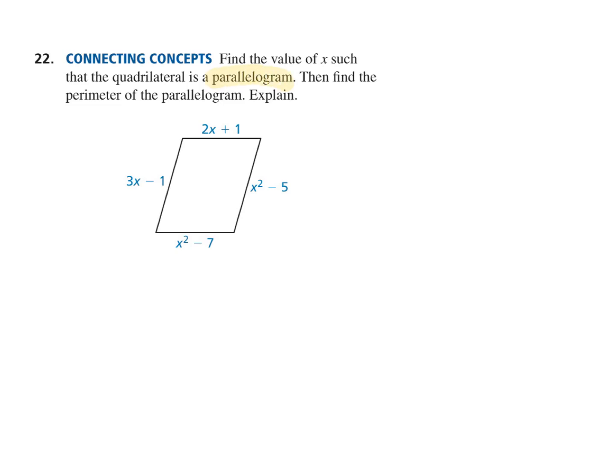All right, if it's a parallelogram, then opposite sides must be congruent. So take the top and bottom green sides, for example. They must be congruent, which means their lengths must be equal. All right, now it's an algebra problem.